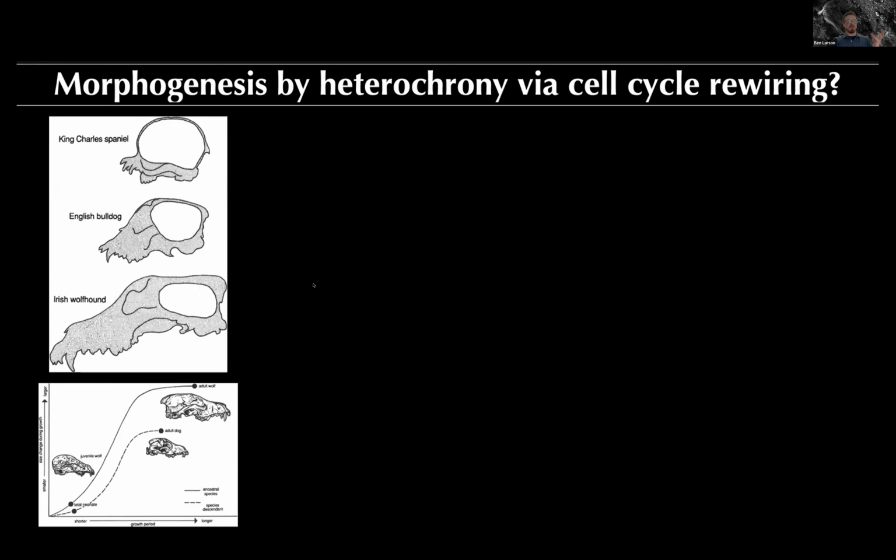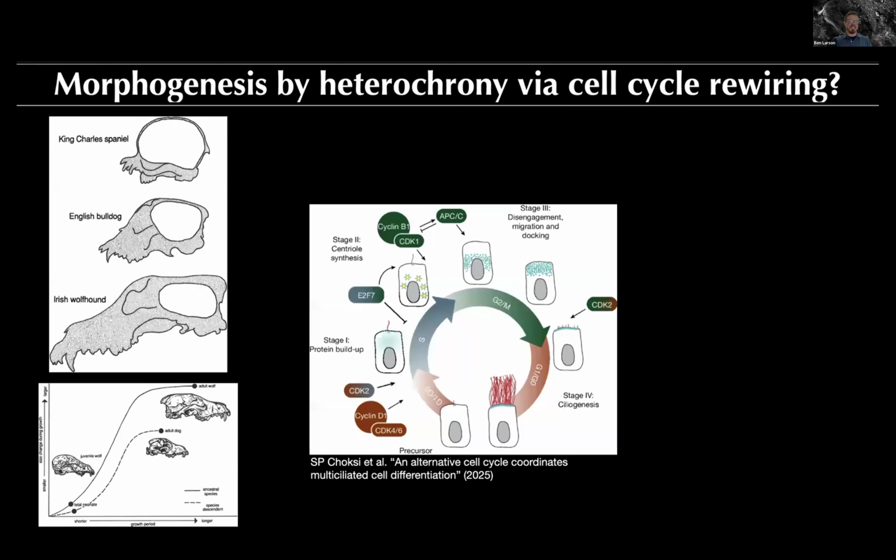I got to thinking about drawing more substantive comparisons to what might be happening in cells. I was very much inspired by a recent paper from the Wright Lab, led by Asemil Choksi, where they looked at multiciliated cell development in animal cells. What they found is that there's a rewiring of the standard cell cycle that gives rise to this different cell morphology in the differentiation process.